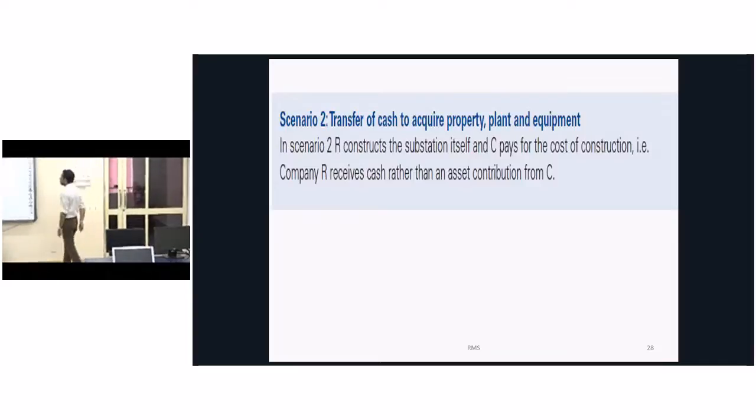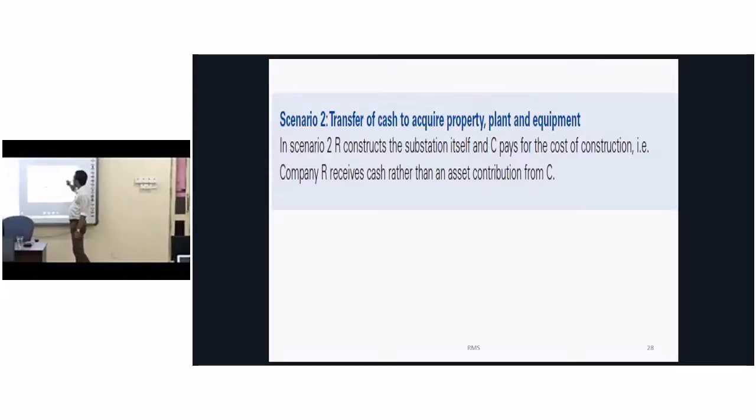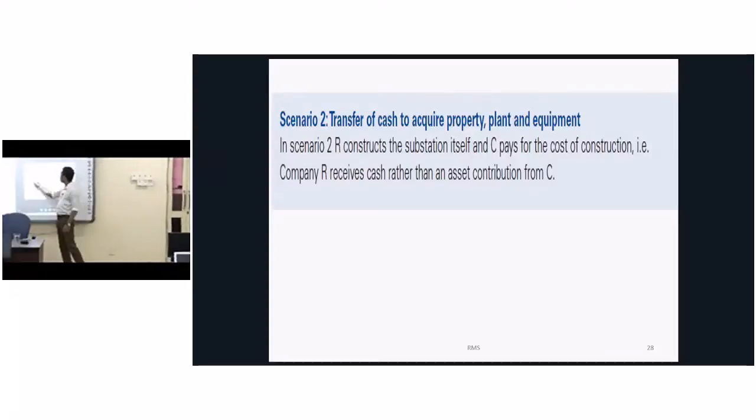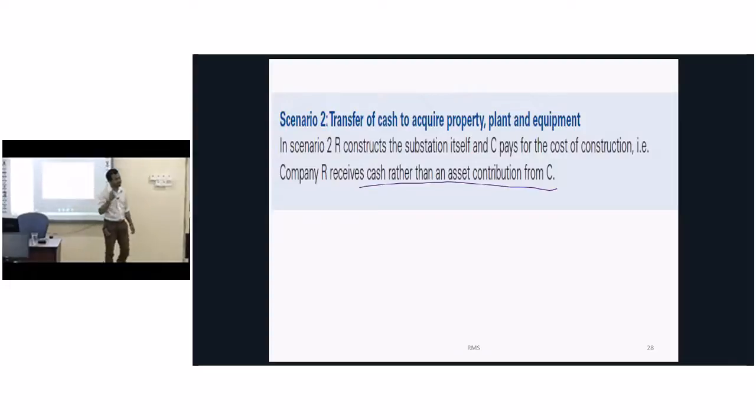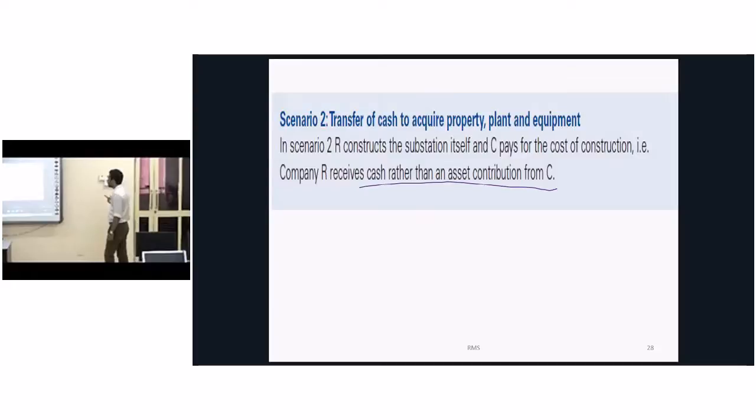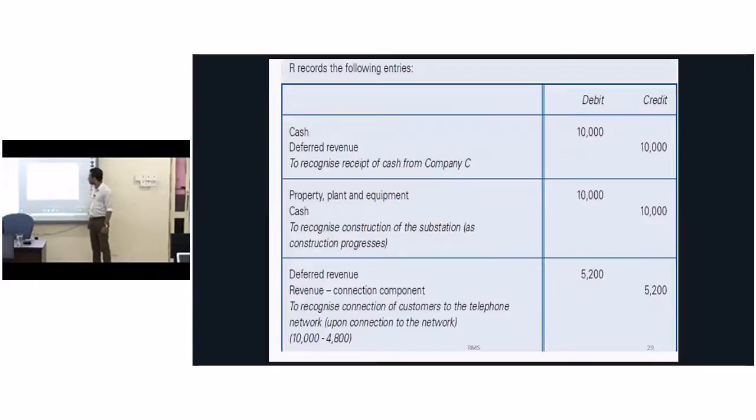In scenario 2, R constructs the substation itself and C pays the cost of the construction, that is R receives cash rather than asset contribution from C. Another example. Now R will get cash. Using that cash, R should construct this asset on behalf of the customer. Then look at the double entry.